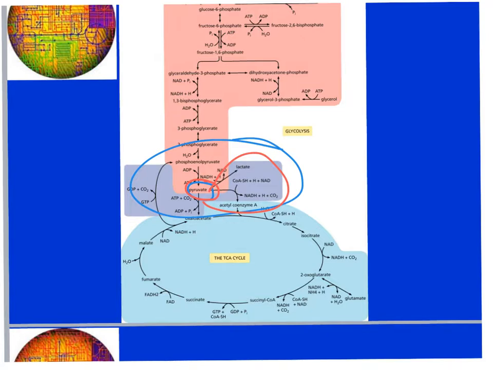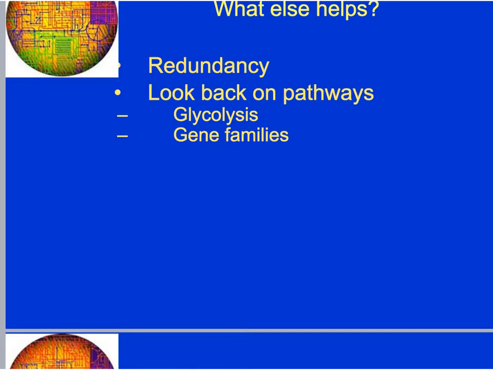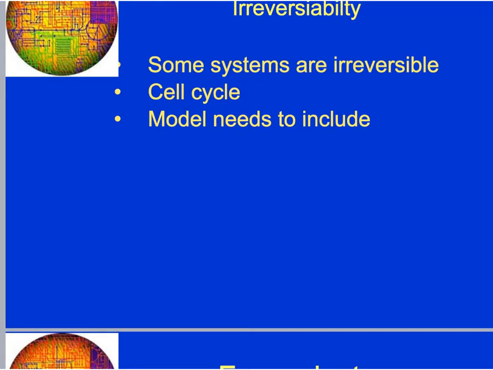So what else has to happen? We need to think about redundancy, and glycolysis has a lot of redundancy in it. There are gene families, which is what I was talking about originally. Some systems are irreversible, something like the cell cycle. You can't get back into the cell cycle until DNA replication occurs, for example. So the model needs to include whether there's redundancy or not.